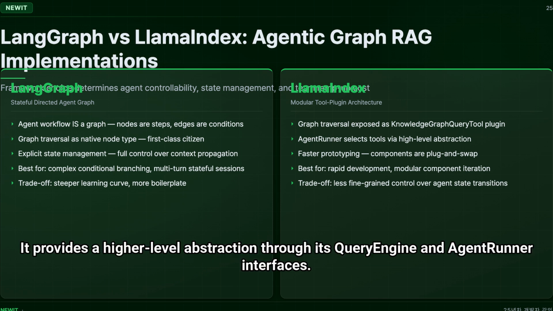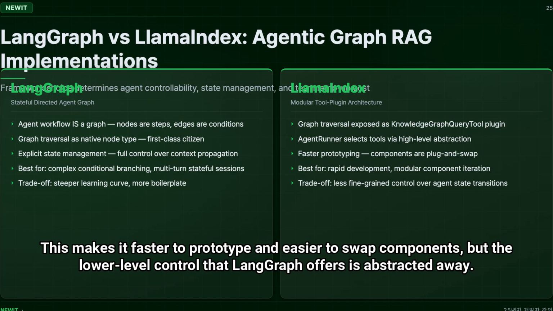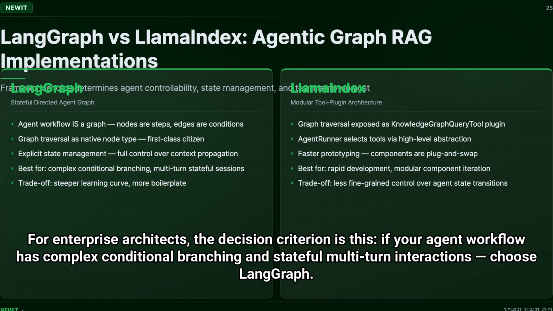LlamaIndex takes a different approach. It provides a higher-level abstraction through its query engine and agent runner interfaces. Graph traversal is exposed as a knowledge graph query tool, a plugin tool that the agent can select like any other retrieval tool. This makes it faster to prototype and easier to swap components, but the lower-level control that LangGraph offers is abstracted away. For enterprise architects, the decision criterion is this.